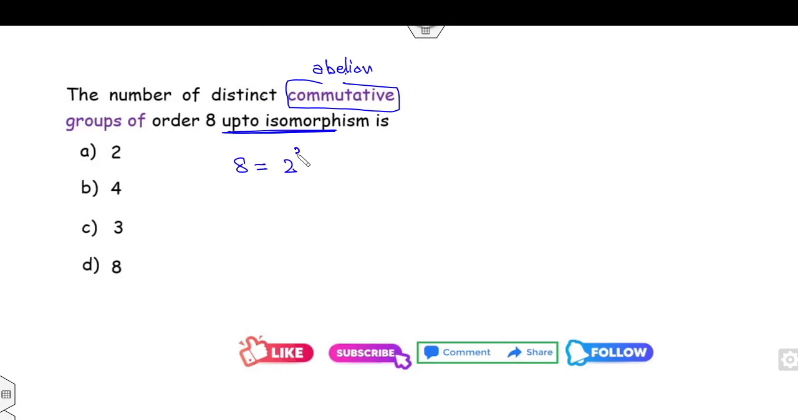8 I can write as 2 raised to power 3. So there is only 1 prime. What is the partition of 3? It is 3. So the right answer of this problem is C.